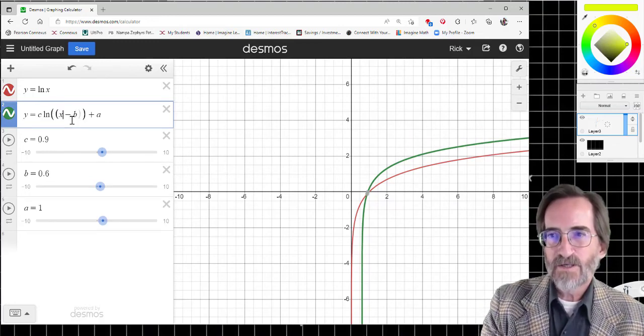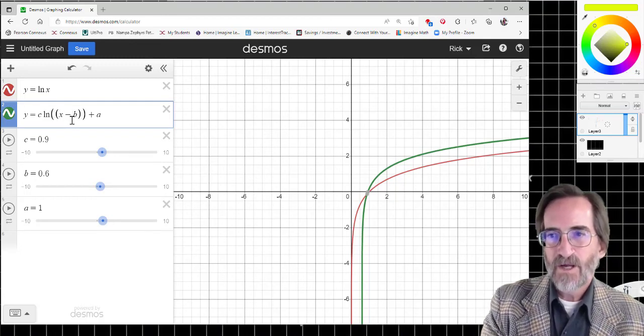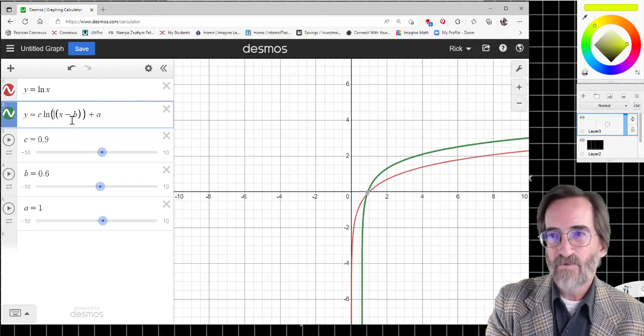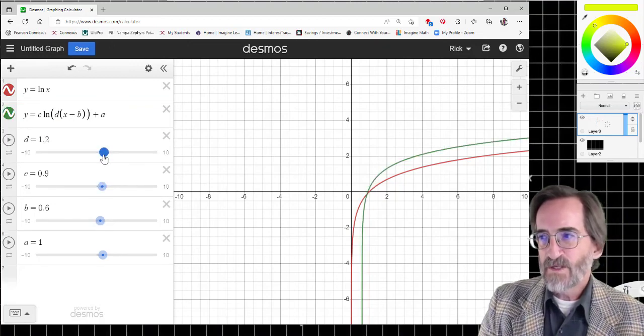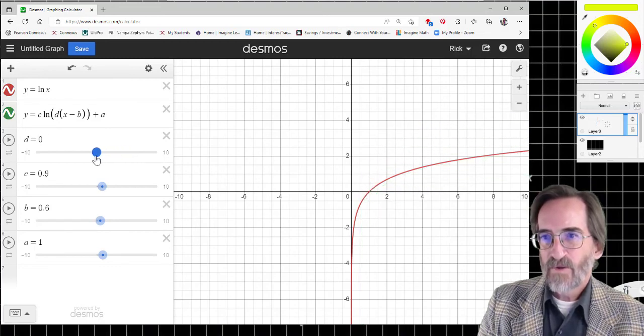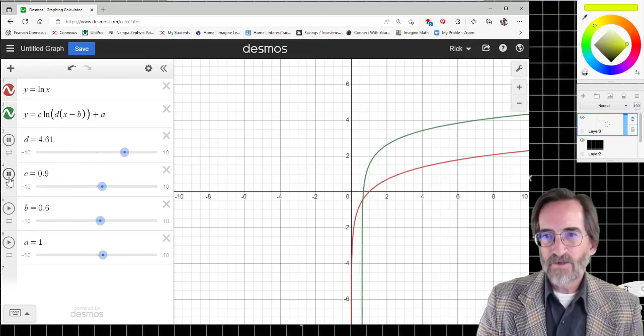What I like to do is put a parenthesis around the horizontal transformation and put the horizontal compression factor in front. Now remember, x is oppositesville. So if I put a slider in for d, when d gets bigger, it becomes more compressed. When d gets smaller, it becomes more stretched out. And when d flips negative, it flips it horizontally. And we can animate all of this.